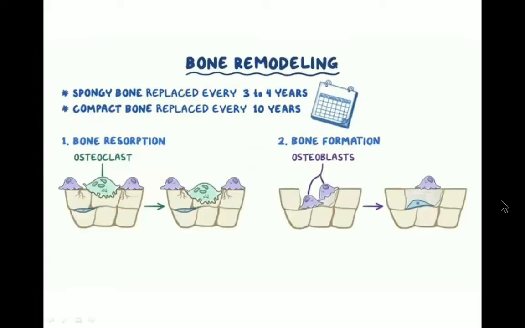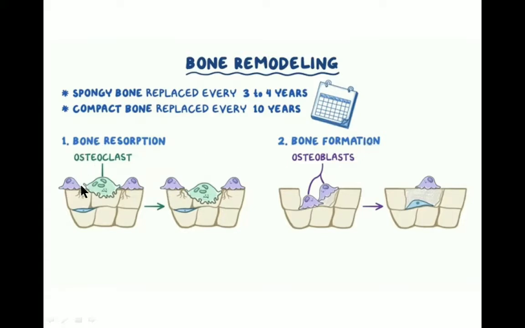Usually the bones we have, the spongy bone and the compact bone, are regularly replaced. Spongy bones will be replaced every 3 to 4 years, whereas the compact bones usually will be replaced every 10 years. This process of replacing bones is called bone remodeling. Bone remodeling usually occurs through two steps, bone resorption and bone formation.